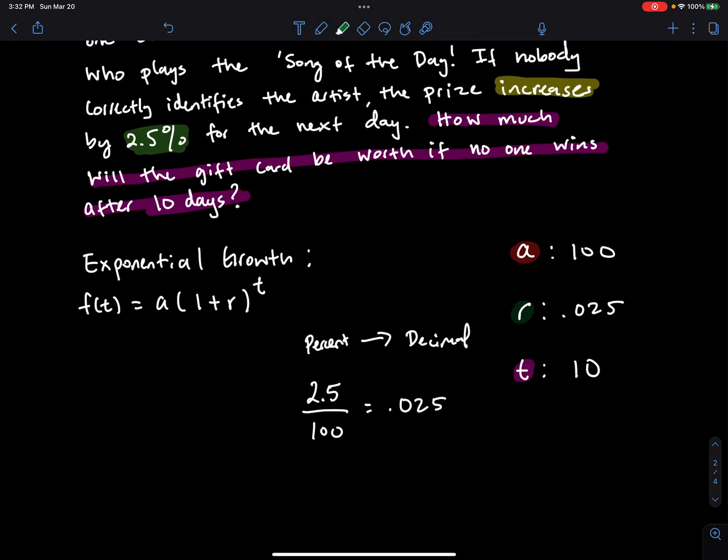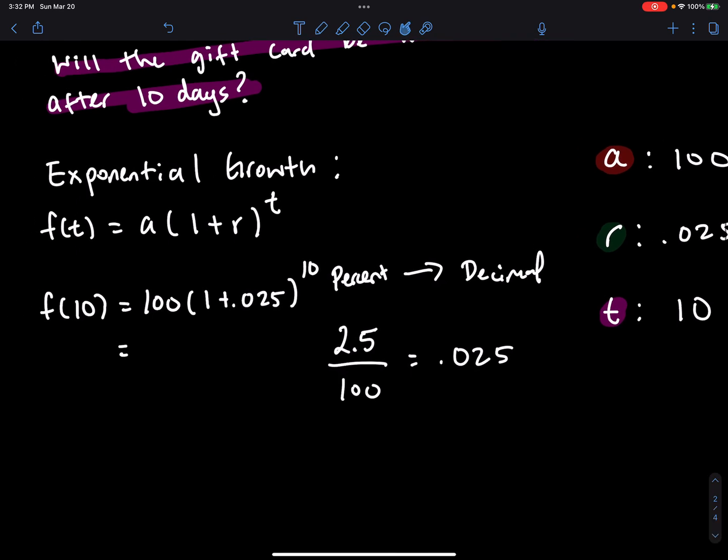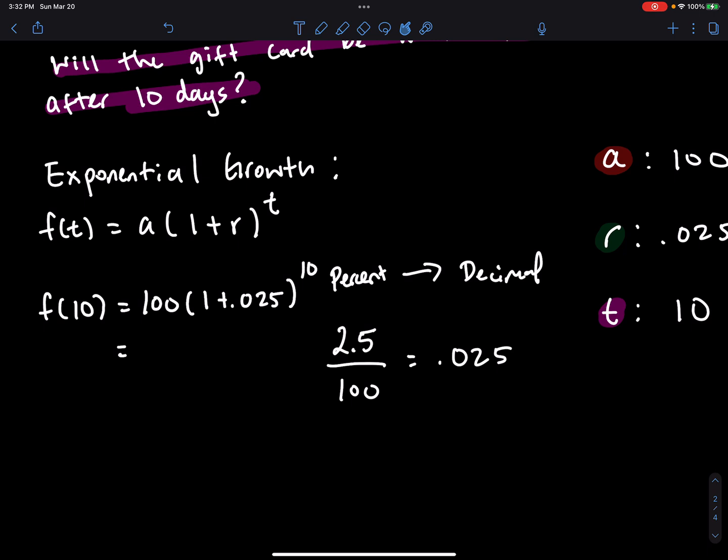Okay, so let's start plugging it in. I have f of 10, and anywhere on the right side that I see a t, I'm going to replace t with 10, is equal to my initial value, 100, times 1 plus 0.025, which is my rate, raised to the 10th power. Now I'm going to start simplifying. On the inside, 1 plus 0.025 is just going to be 1.025, so 100 times 1.025 raised to the 10th power.